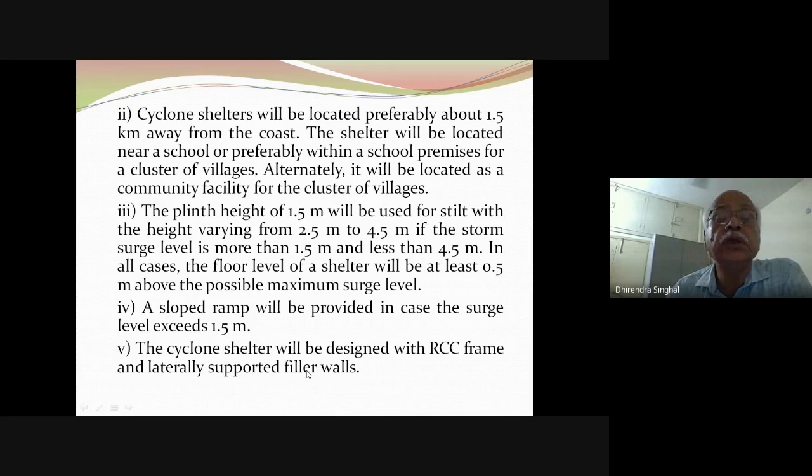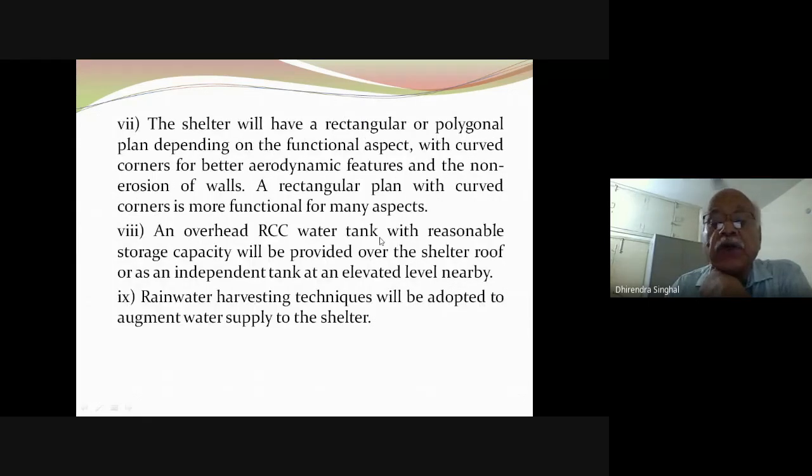The shelter will have a rectangular or polygonal plan depending on the functional aspect, with curved corners for better aerodynamic features and the non-erosion of the walls. A rectangular plan with curved corners is more functional for many aspects. An overhead RCC water tank with reasonable storage capacity will be provided. Rainwater harvesting techniques must be adopted.